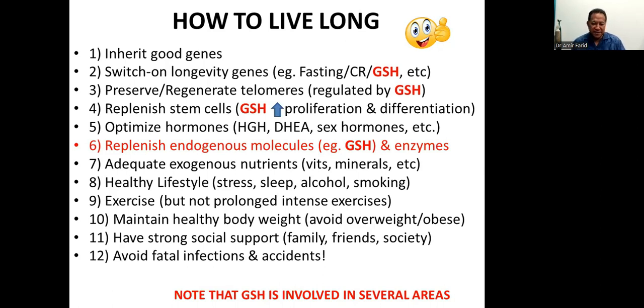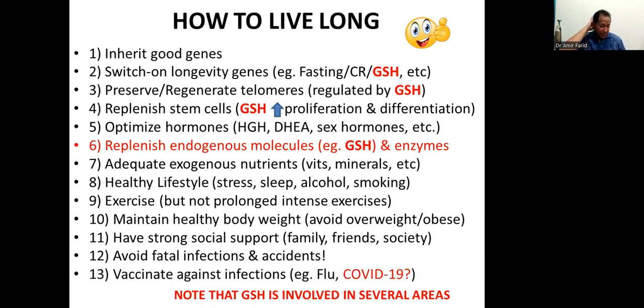Of course, you need to avoid infections and accidents. And finally, where possible, you vaccinate against infections. But I must stress, make sure that the vaccines are safe. There's a lot of controversy now whether the COVID-19 vaccines are safe or not. But for the vaccines that are known to be safe, by all means vaccinate yourself. For example, in the studies of people who live long, after the strong social support, high up there in the priority is also vaccination against influenza. That saves many people from dying.